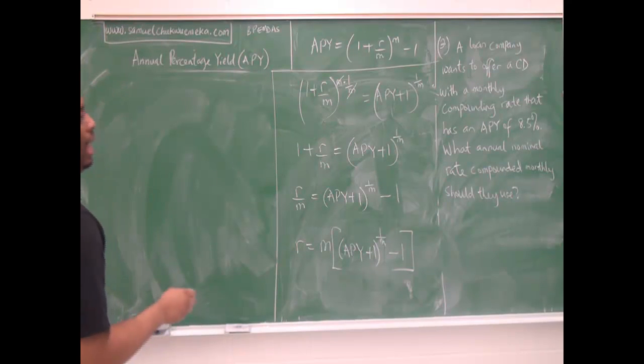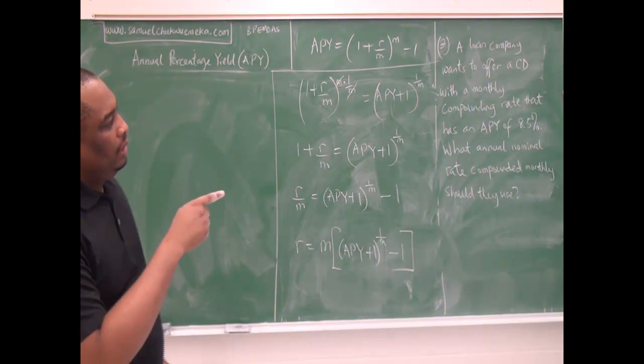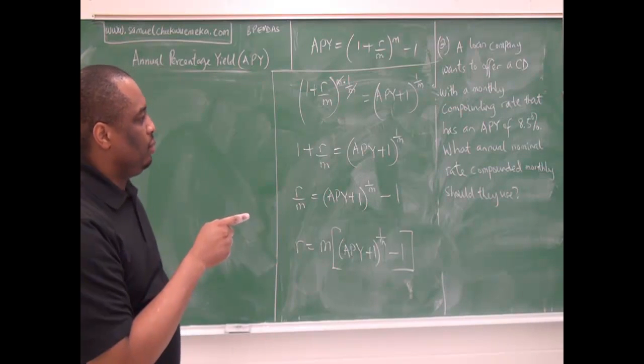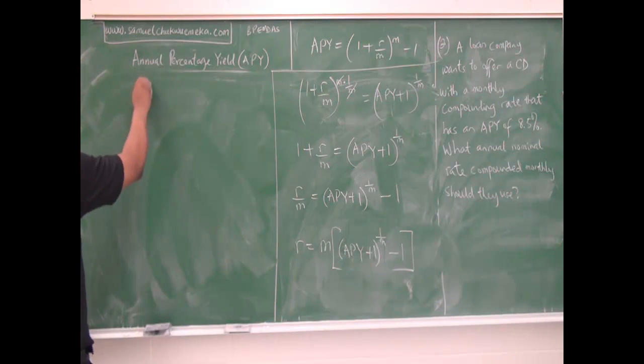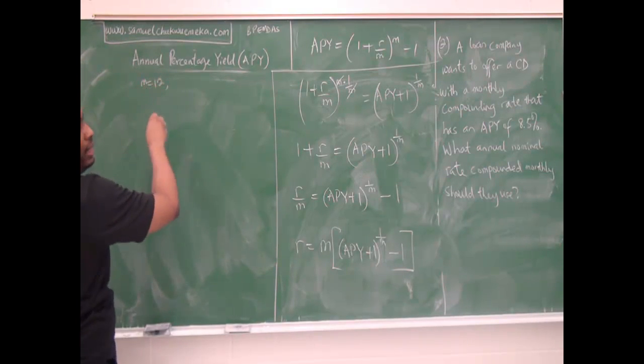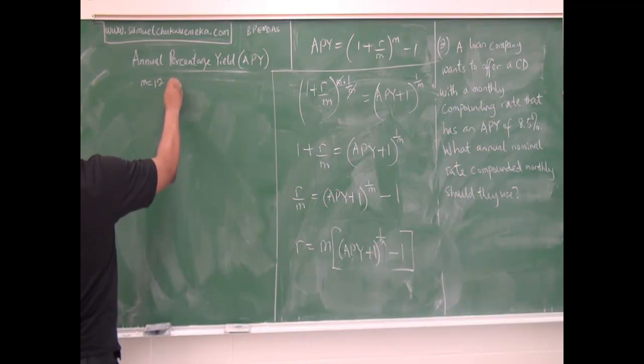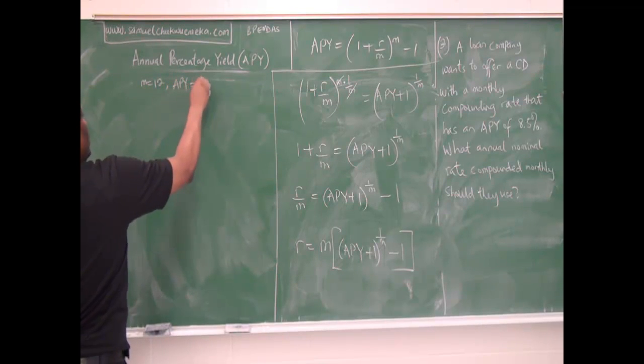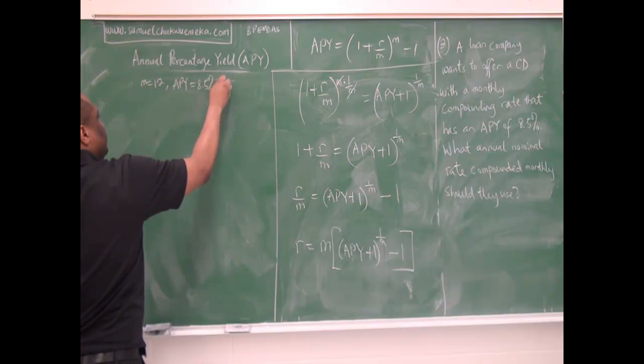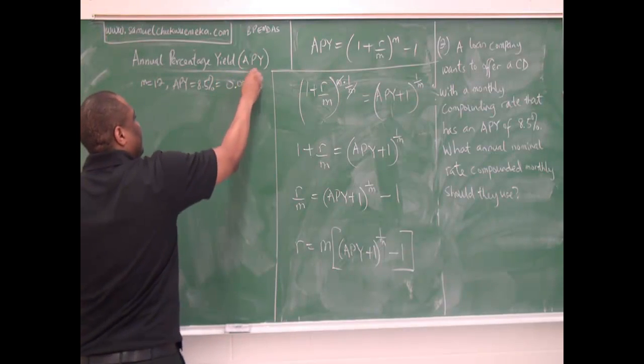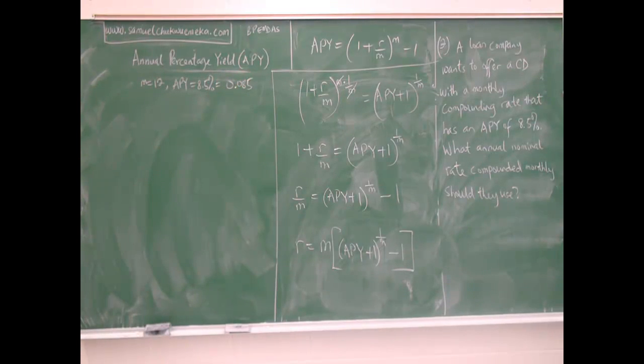So our m here, compounded monthly, so our m is 12. Okay? Our m is 12. And then our APY is 8.5%. Of course, we change it to 0.085 because it was given to us as a percent, so we change it. Okay? So what would this be now?